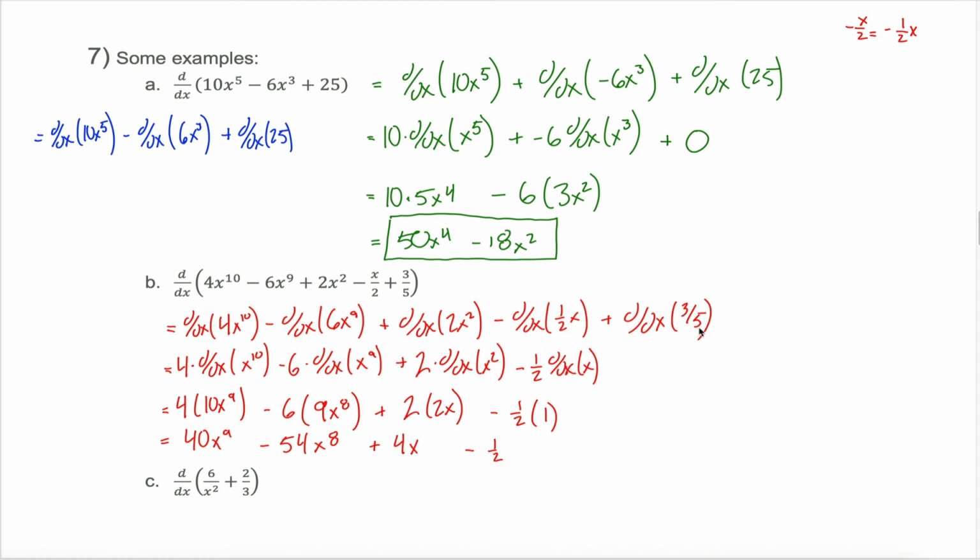And then finally, the derivative of 3/5. You might think you have to rewrite this as like 3 times 1/5 or something, but you don't. 3/5 is just a constant. It's just a number. Anytime you're taking the derivative of a number all by itself, the answer is just 0.